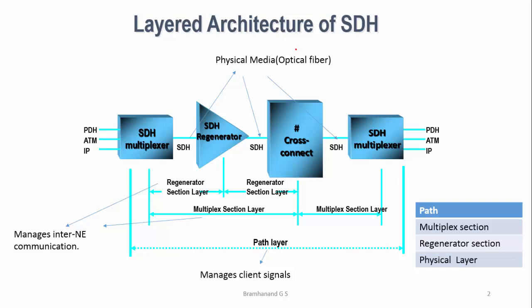SDH has typically three layers. One is the physical layer, the second is the section layer, and the third is the path layer. The physical layer is involved in converting the data or the signal from the electrical domain to the optical domain and feeding the data into physical media like optical fiber.